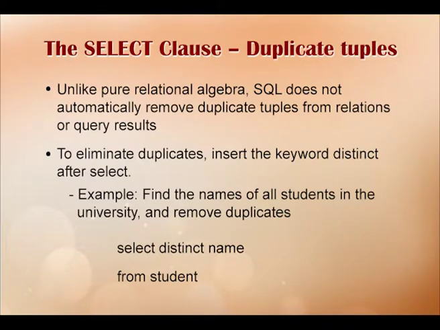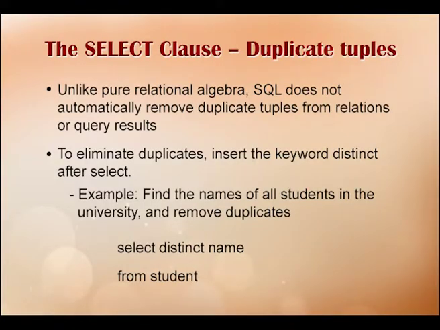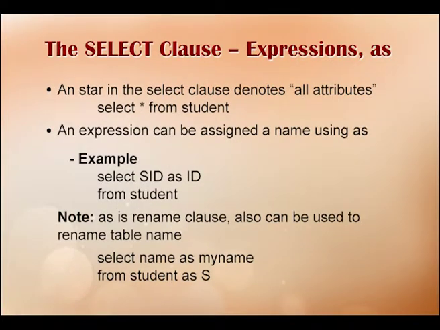The select clause allows duplicate tuples. In order to eliminate the duplicates, we have to insert a keyword called distinct after the select. So, all the duplicate names will be removed and only the distinct names will be published. So, select distinct name from student. Then the names of all students in the university, after removing the duplicates, will be displayed. Here we are using the keyword distinct along with the select in order to remove the duplicates. Or else a wildcard character can also be used.